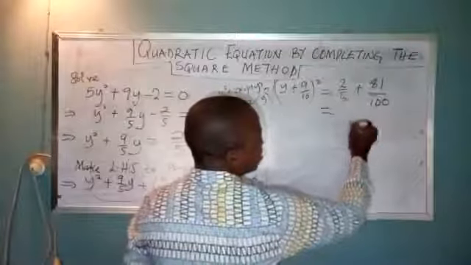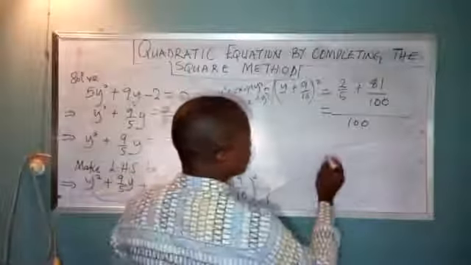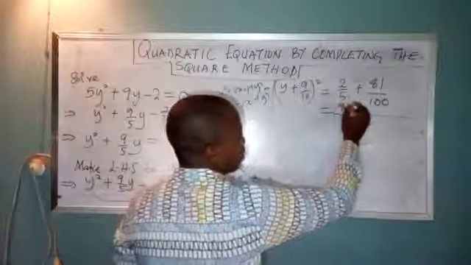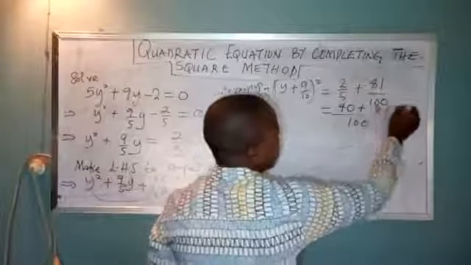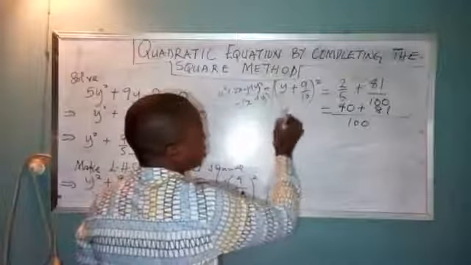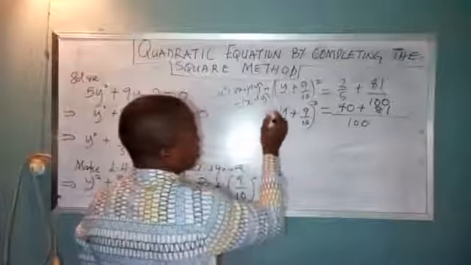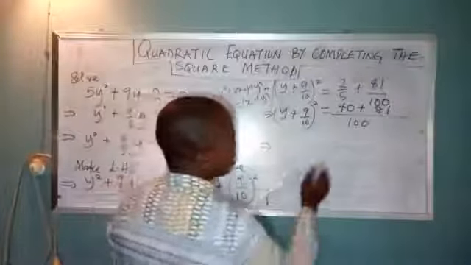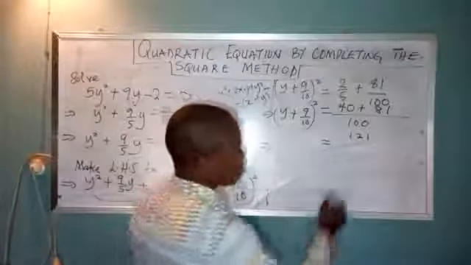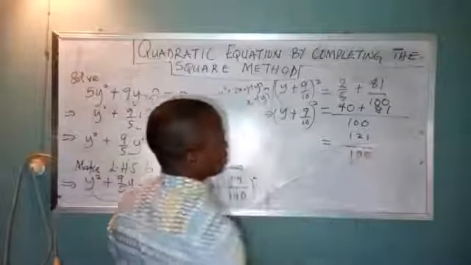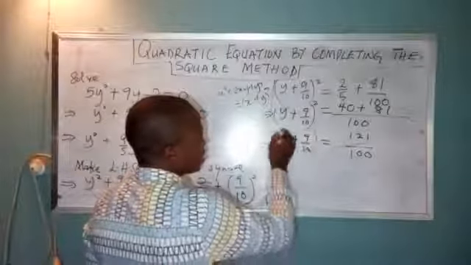The LCM of this is 100. 5 in 100, we have 20. 20 times 2 is 40, plus 81, divided by 100. So now the right hand side will be 121, that is 40 plus 81, 121 over 100. So we have (y + 9/10)² equals 121 over 100.